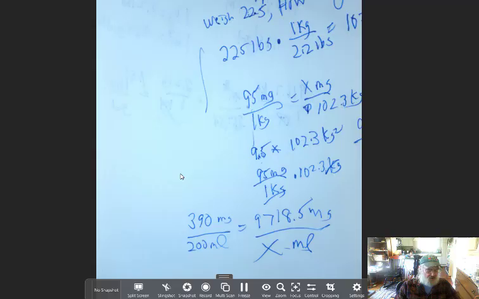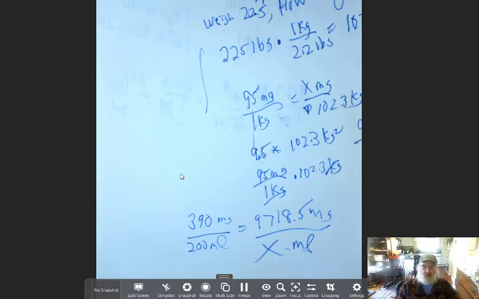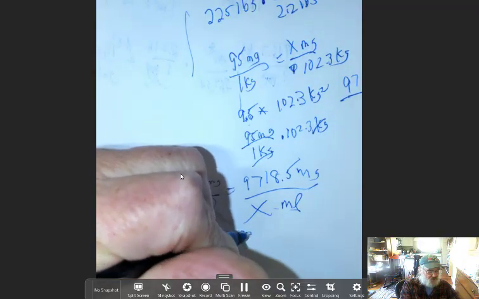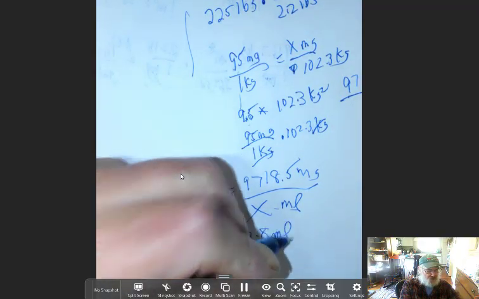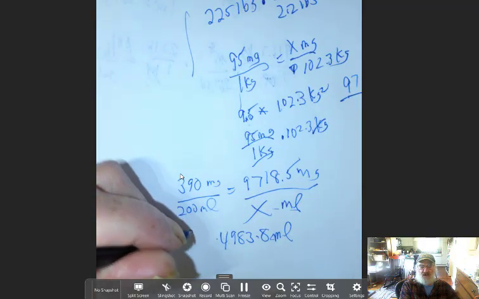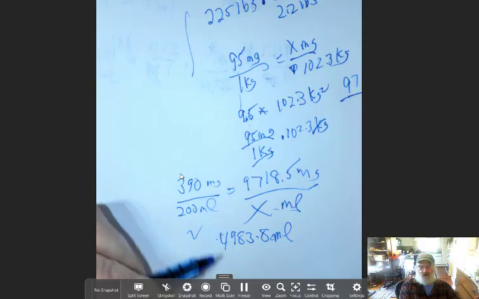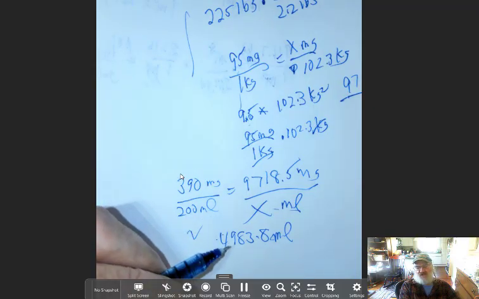So it's 200 times 9718.5 divided by 390, and it's 4983.8 milliliters, which may seem like a whole lot, and it is a lot, but it's about, what is that, about 4 liters, just over 3 quarts.